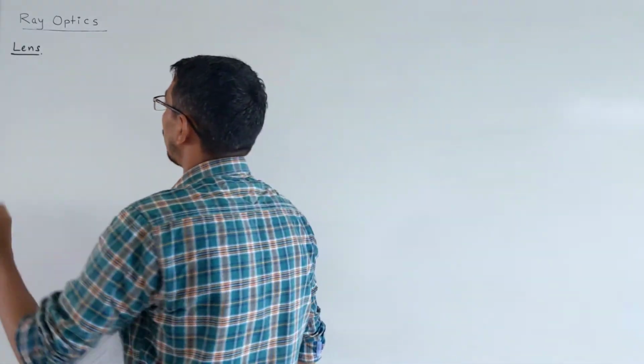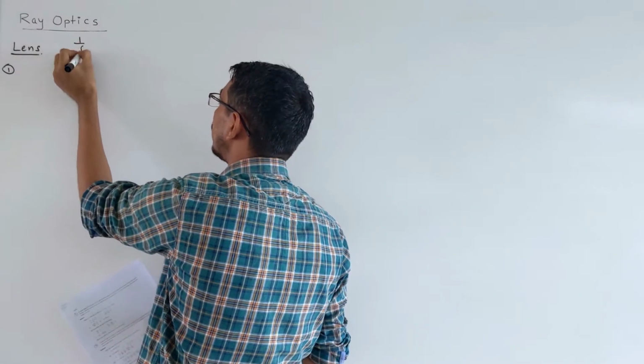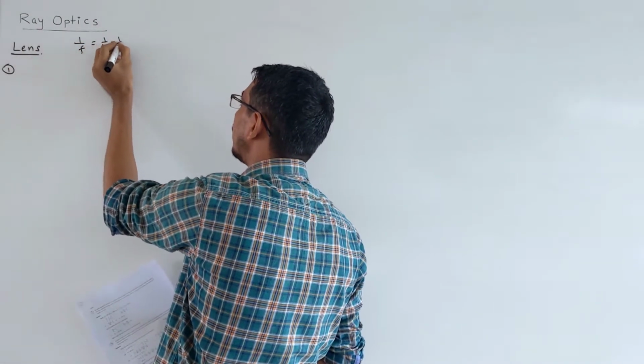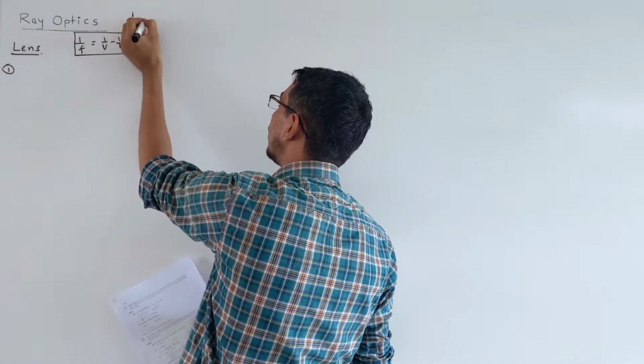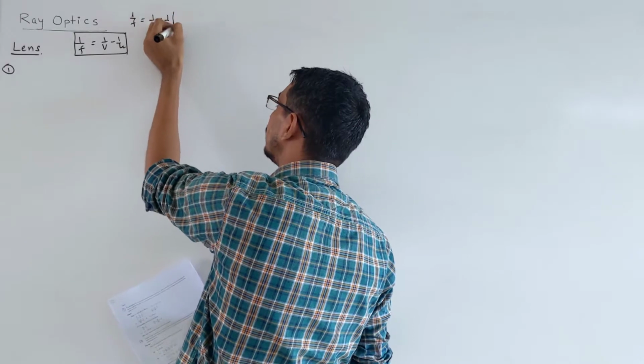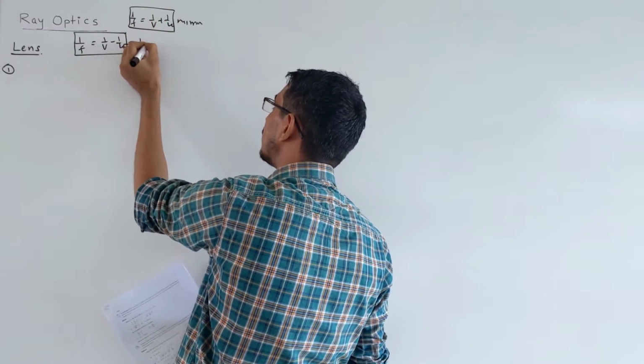Okay, problem number 1. First we're doing problems based on lenses, where 1 by f is equal to 1 by v minus 1 by u. Remember that, do not confuse it with the mirror. For a mirror, 1 by f is 1 by v plus 1 by u. This is the mirror. That's what differs from the thin lens.